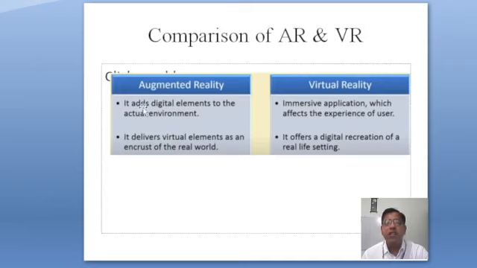If you compare AR with VR, then augmented reality adds digital elements to the actual environment. It adds digital information only, but virtual reality is an immersive application which affects the experience of the user. So virtual reality is more complete than augmented reality. Augmented reality delivers virtual elements as an encrustation on the real world, whereas VR offers a digital recreation of a real-life setting. Virtual reality uses more human senses than augmented reality. Augmented reality only enhances the visual experience, but in virtual reality the various human senses can be used, which makes the experience more complete.